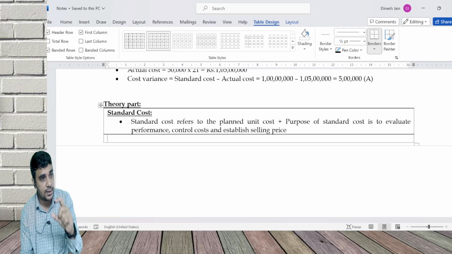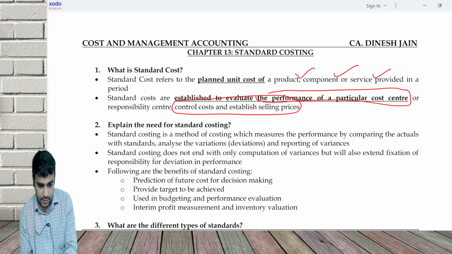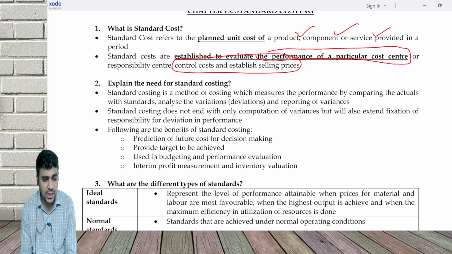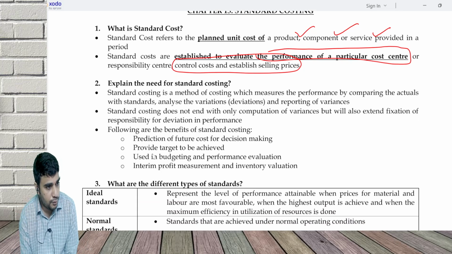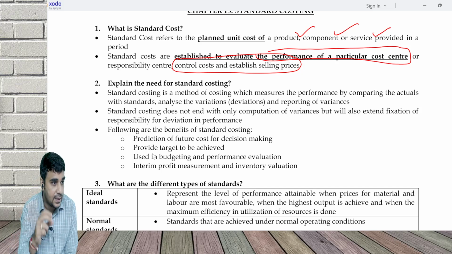That is always determined at the beginning of the period. Clear? Any doubts on this? Next, explain the need for standard costing. Now, why should I do standard costing? I've already told you multiple times that I want you to prepare a study plan. Why is that study plan needed?